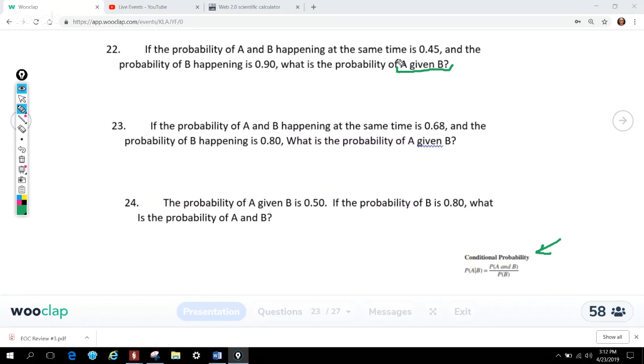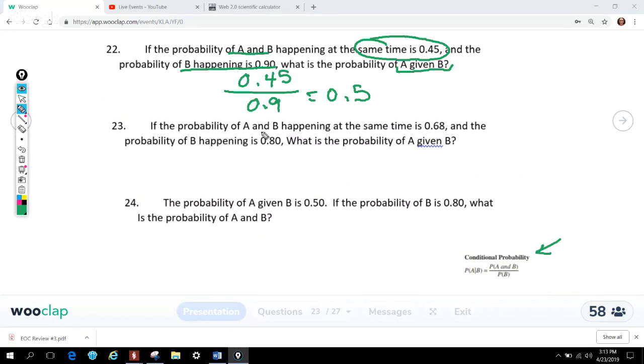All you do is you take the probability of both A and B divided by the probability of B. Because it says the probability of A and B happening at the same time is 0.5, that's my numerator. The probability of B happening by itself, that's my denominator. That's literally all you do. Then you just plug in the calculator, 0.45 divided by 0.9, and you get 0.5.